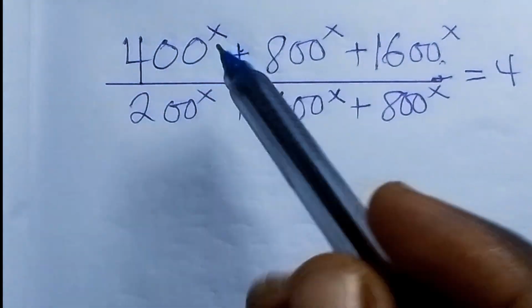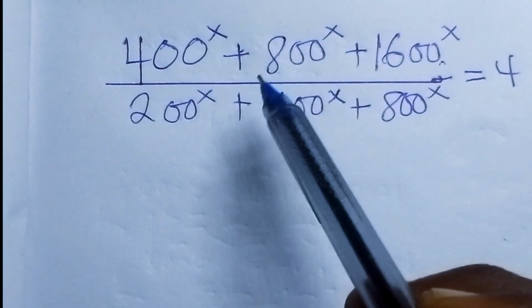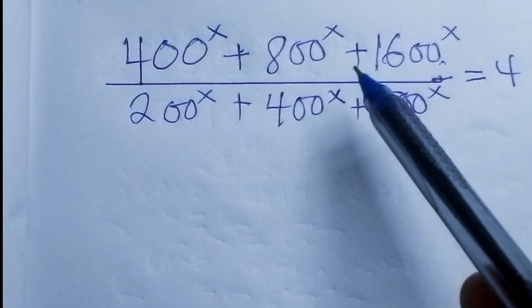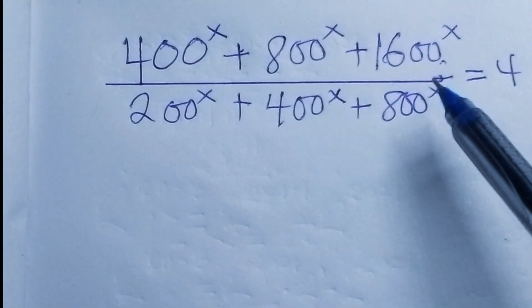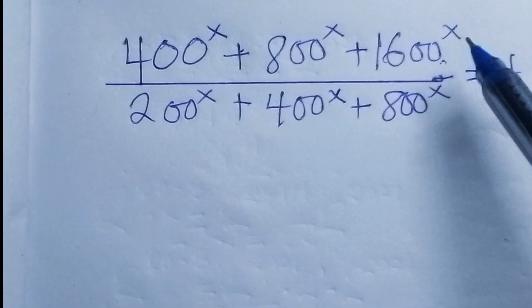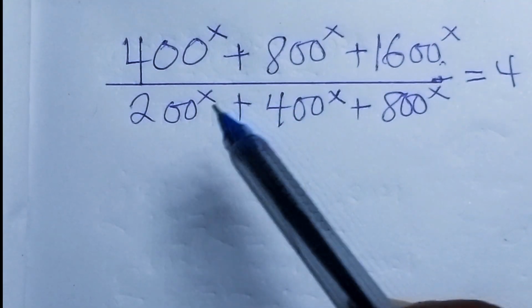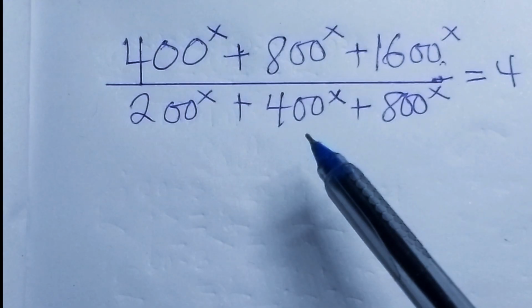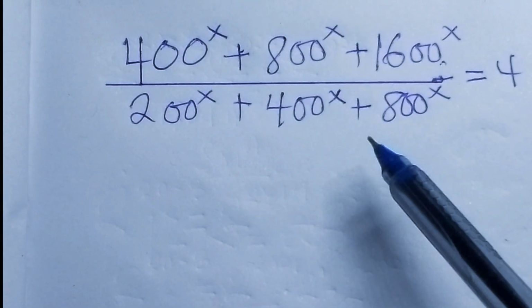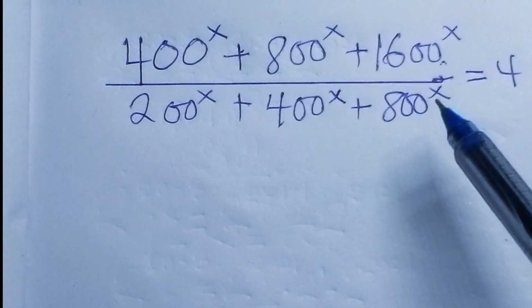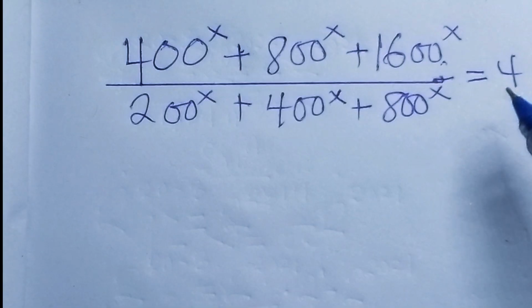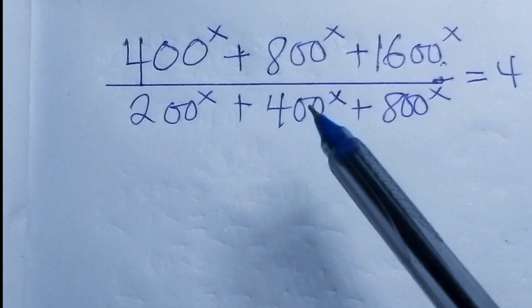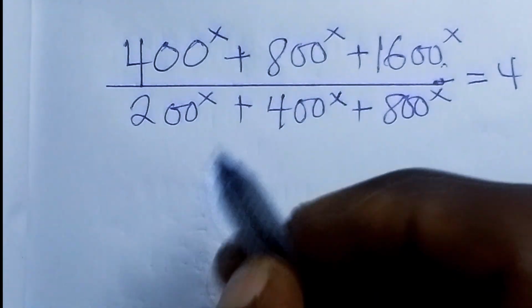400^x + 800^x + 1600^x, all divided by 200^x + 400^x + 800^x, is equal to 4. We are asked to find the value of x. Solution.